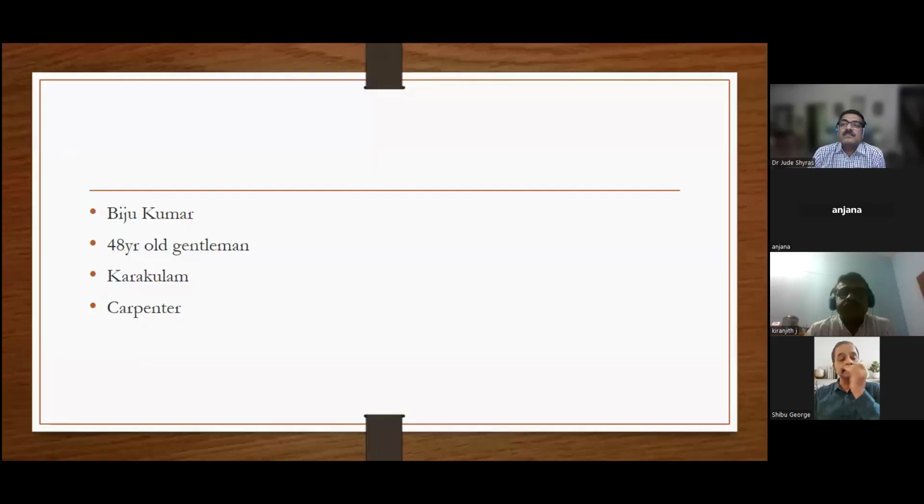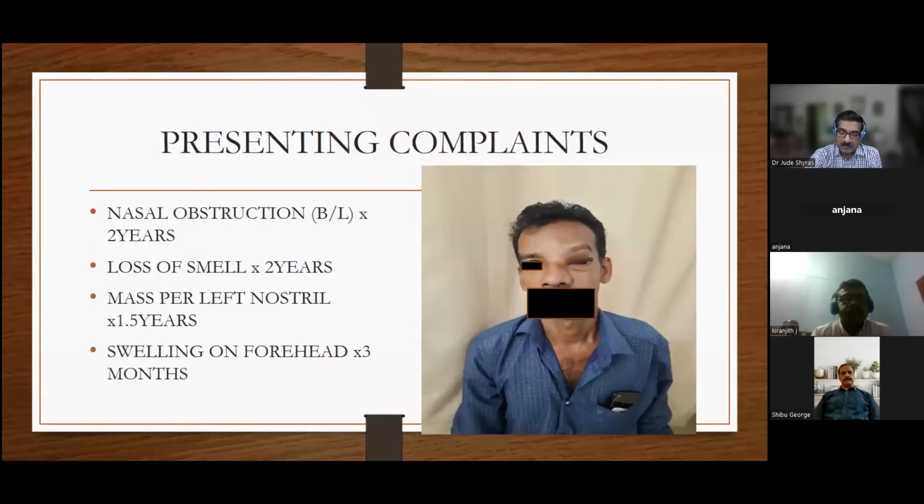I'm presenting a case of Biju Kumar, a 48-year-old gentleman hailing from Karakulam. He's a carpenter. The presenting complaints were bilateral nasal obstruction for 2 years, loss of smell in both nostrils for 2 years, mass per left nostril for 1.5 years, and swelling on the forehead for 3 months.